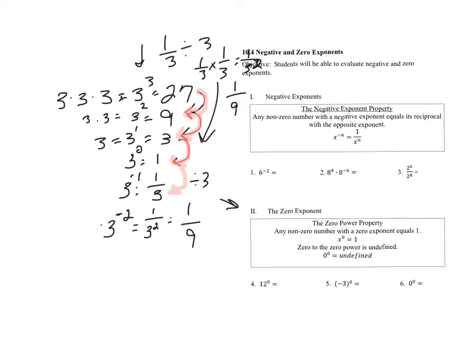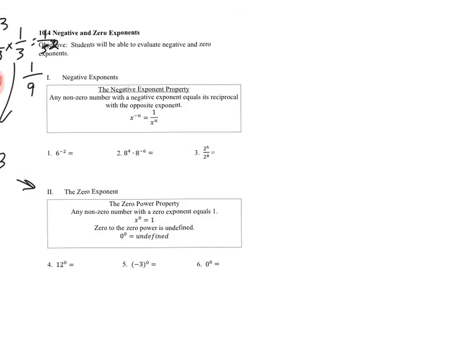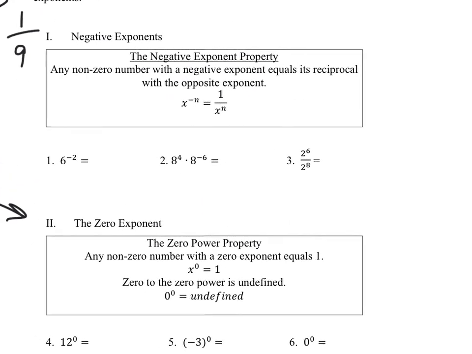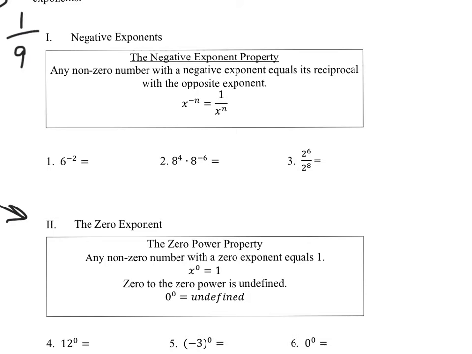So that pattern continues. 3 to the negative third is going to be the same thing as 1 over 3 to the third. 3 to the negative fourth is going to be 1 over 3 to the fourth. It's just going to continue taking out that factor of 3, dividing the prior value by 3 to get to the next subsequent value. So when you come over here and take a look at all this, our property says any non-zero number with a negative exponent equals its reciprocal with the opposite exponent. Okay, well, if I have 6 to the negative 2, we always want to have positive exponents.